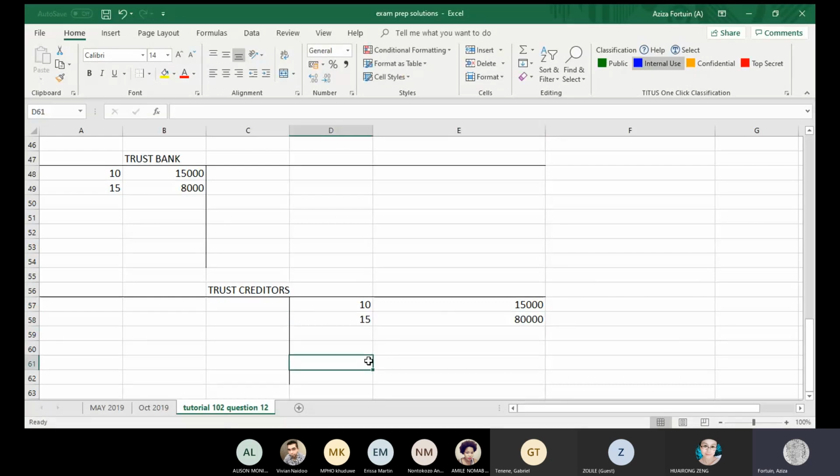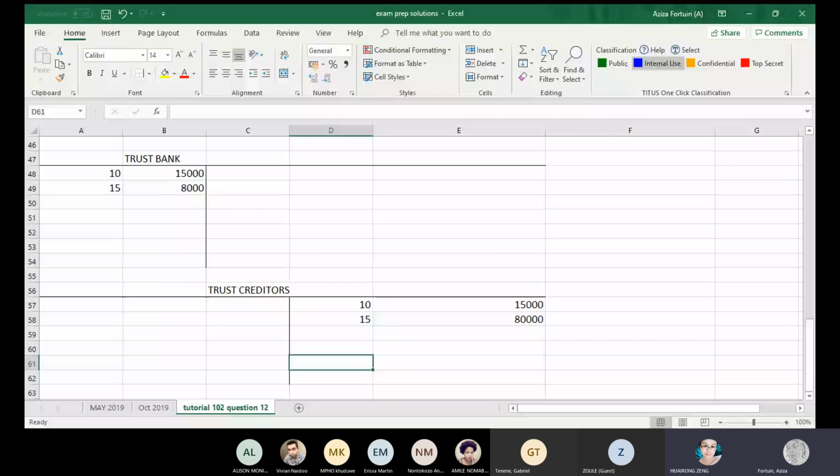Sorry, Azita, I can't see your screen. Just let me finish these two accounts and then I'll freeze it again. Day 20, give me a minute, otherwise it's going to freeze again. Day 28, 7,000 rand, yes. Let's credit our trust creditors with day 28.